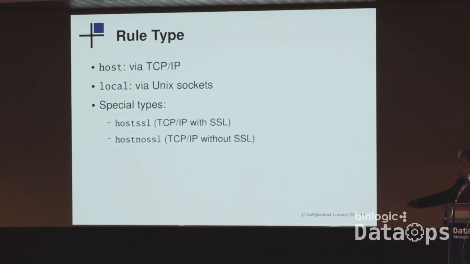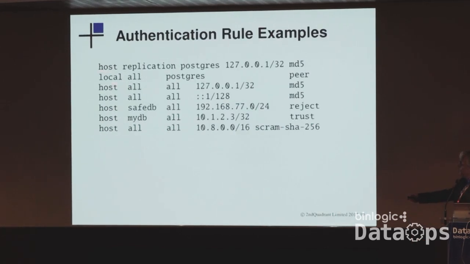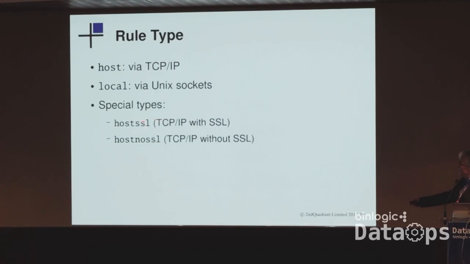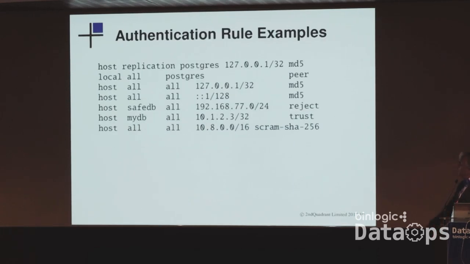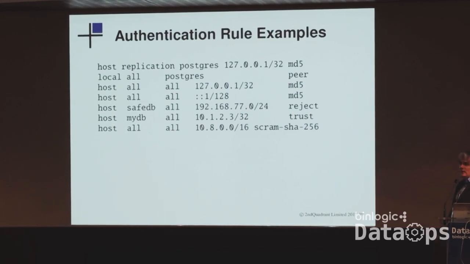There are special rules that you can specify here to request SSL or to make a rule that only works without SSL. So you can, for instance, reject no SSL and only accept SSL if you want. So what is this? This is some sort of firewall, but it's the Postgres firewall. And again, this is declarative, and so it can be audited.